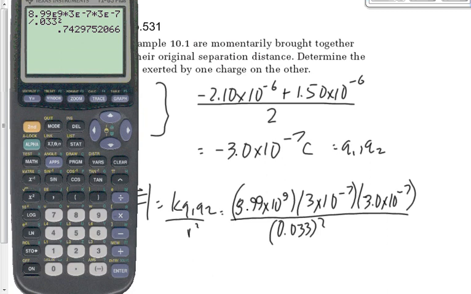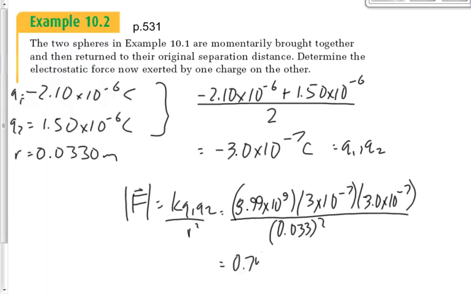And we get 0.743. We're not asked to determine whether it's attractive or repulsive. Who could tell me, though, whether it is attractive or repulsive in this case? No, it's going to be repulsive. Why is it going to be repulsive? When they touched each other, they balanced, they both became negative.